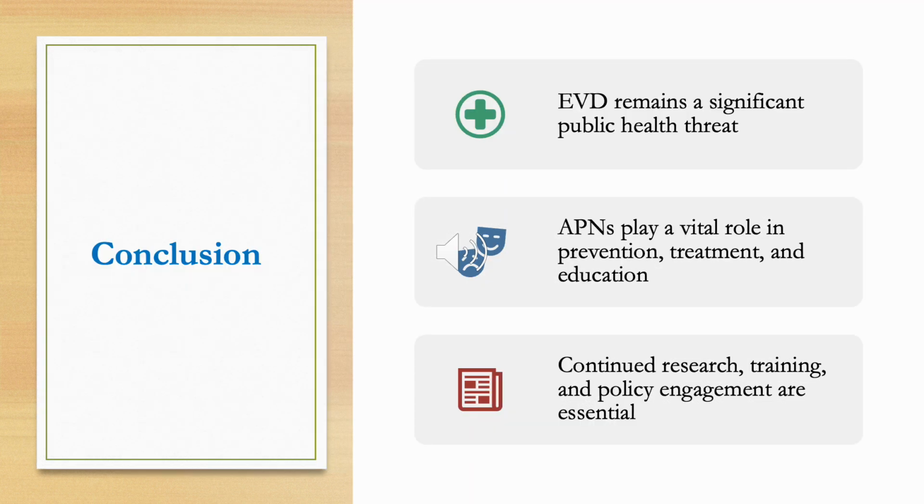In conclusion, Ebola virus disease (EVD) is a highly infectious and deadly illness that poses significant public health challenges. While science has made significant strides in understanding and controlling the disease, outbreaks remain a global concern. APNs are essential in this fight. They offer clinical expertise, community education, leadership, and advocacy at every level of response. Their ability to deliver care, build trust, and contribute to policy makes them a cornerstone in managing emerging infectious disease.